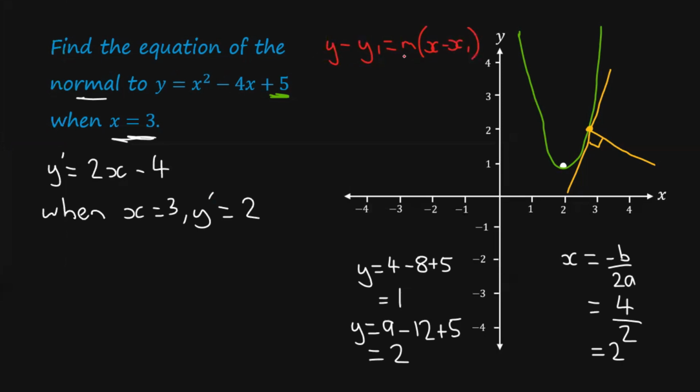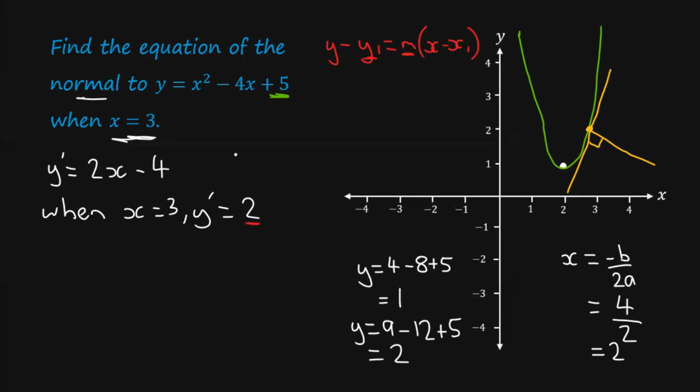This is the formula that gives us the equation of a line. What we need to do is find m, which is the gradient, and then we need 1 point, a y value and an x value for that. We've got a gradient here, 2, but this is going to give us the equation of the tangent. We want the equation of the normal.